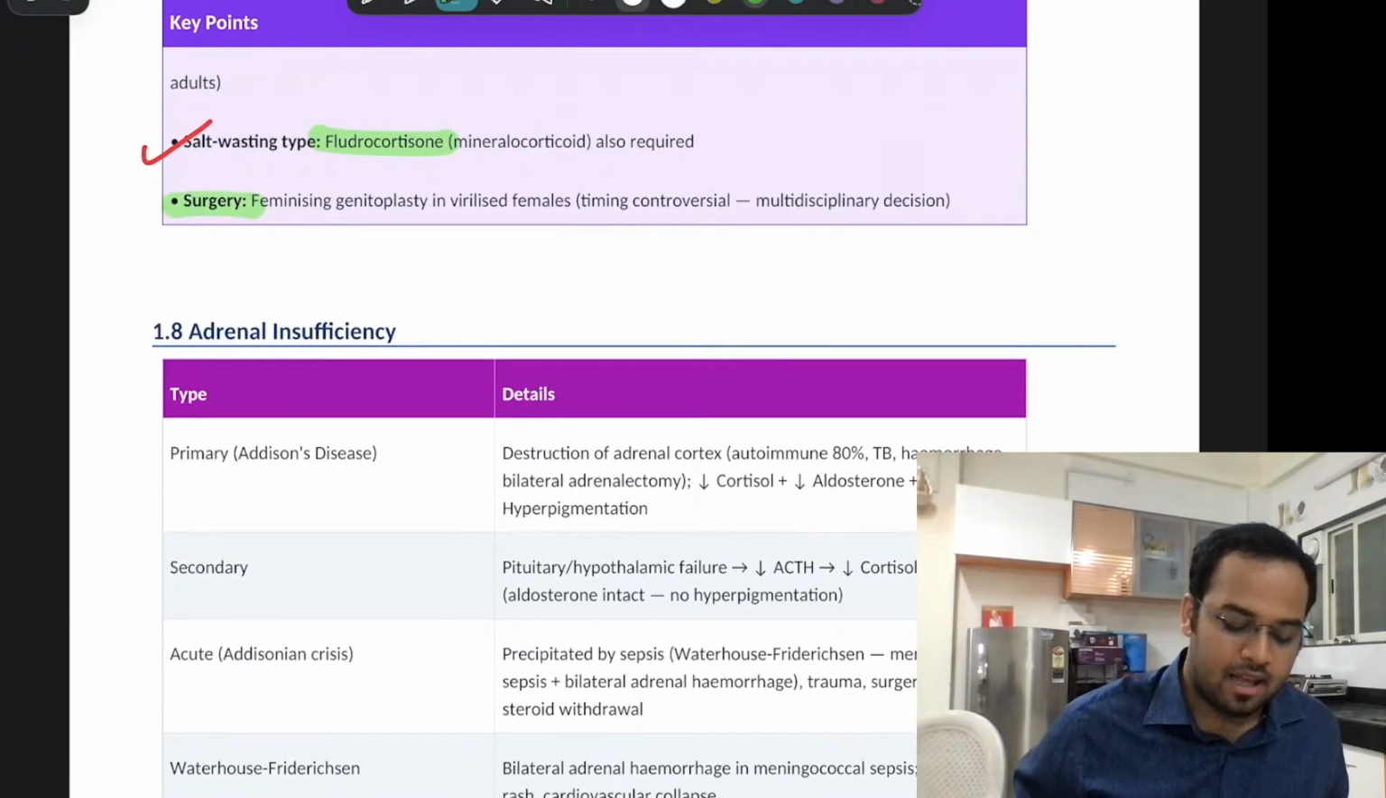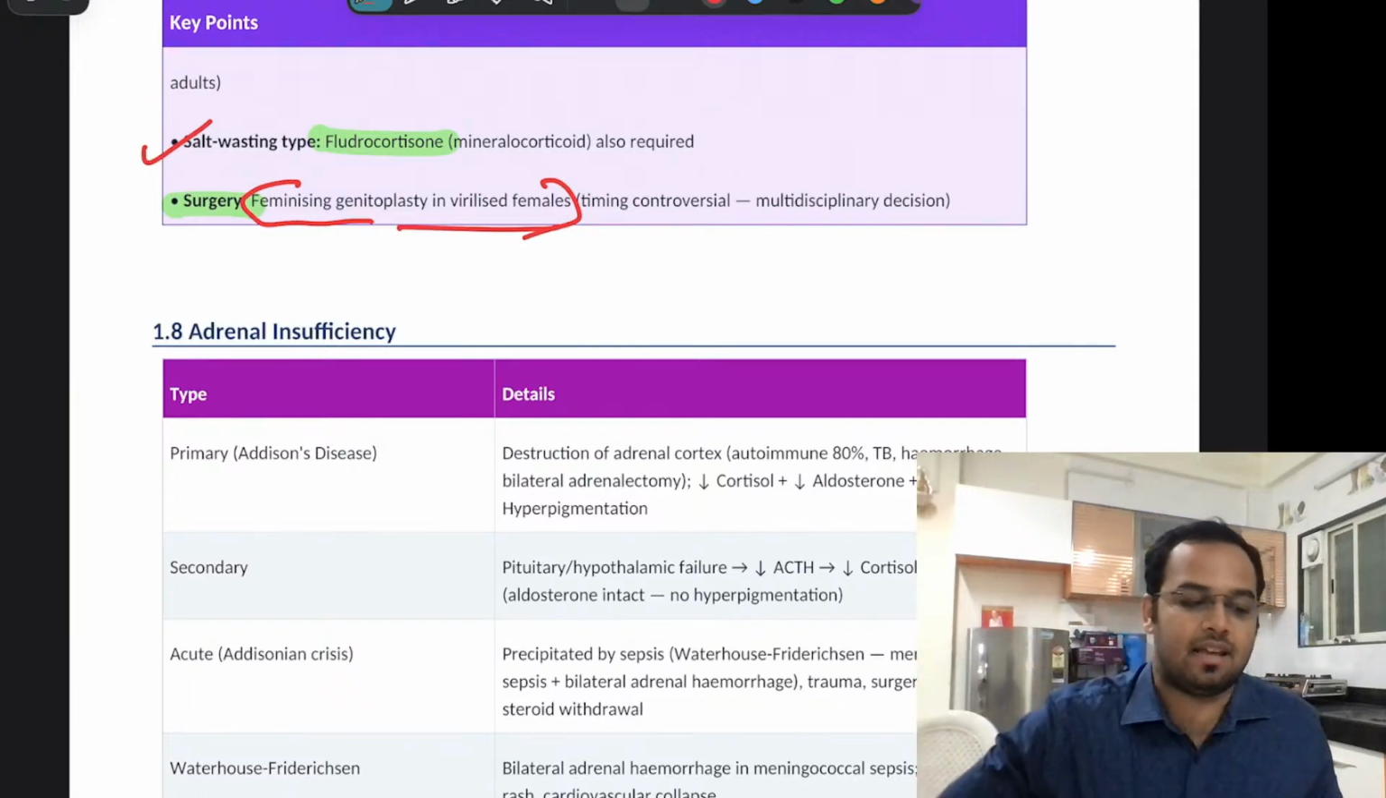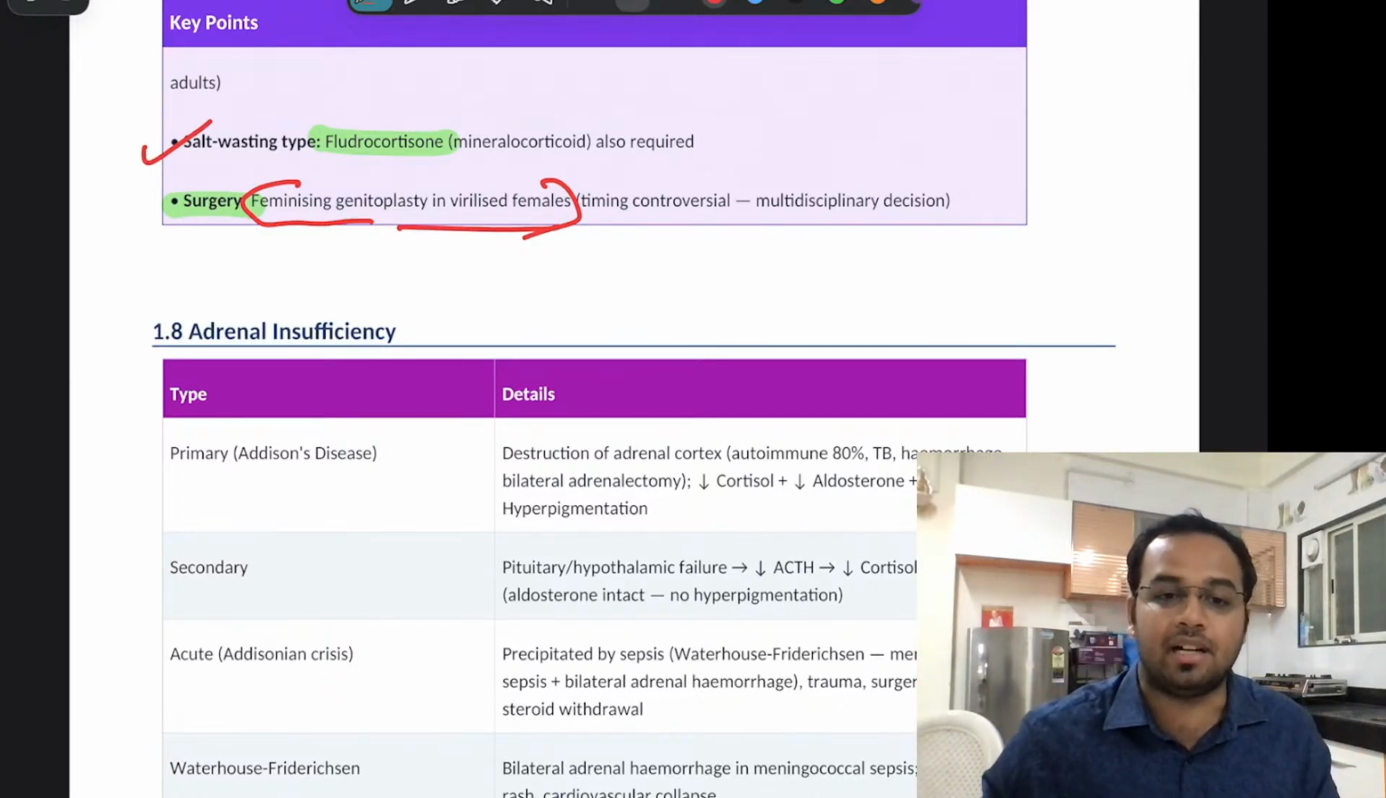Surgery, always remember that you can go for what is called feminizing genitoplasty in virilized females. So many times what happens? Females don't realize it. It is portrayed as a false male, but it actually is a female.